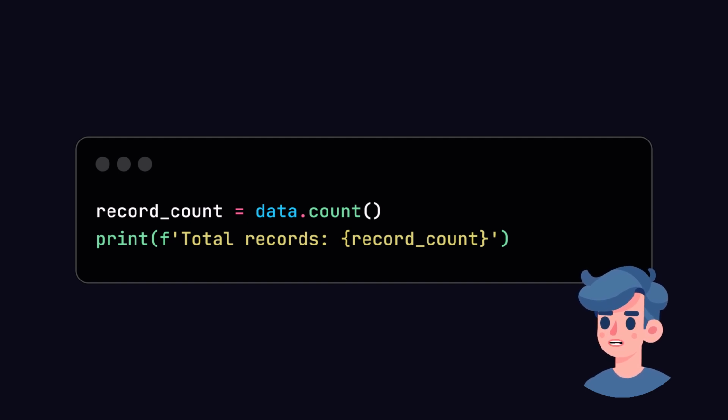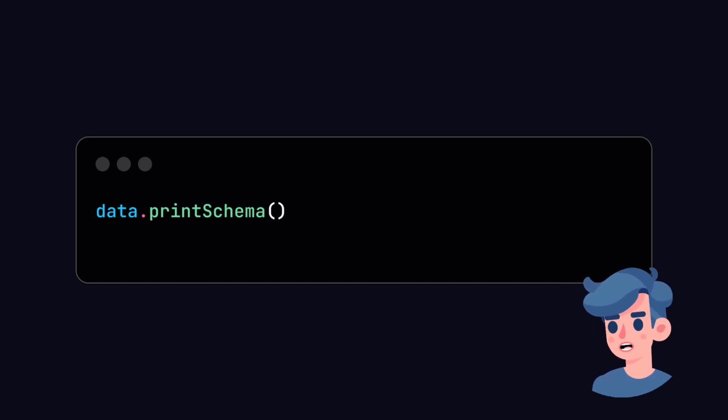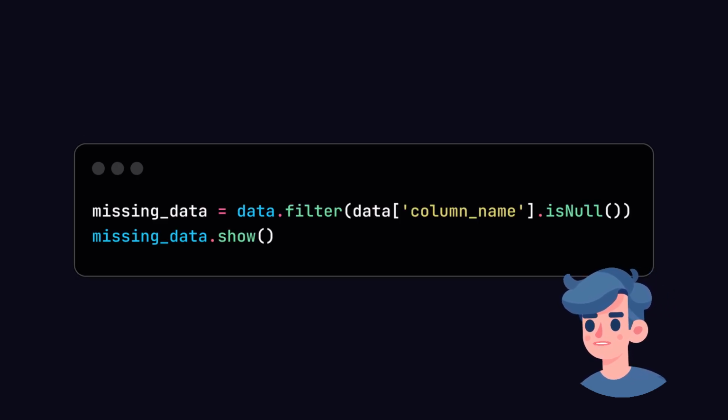Now let's perform some basic data analysis. First, we'll check for the number of records in our data frame by using the count function. Next, let's examine the schema of our data frame. The schema gives us an overview of the data types of each column, which can be quite helpful when analyzing our data.